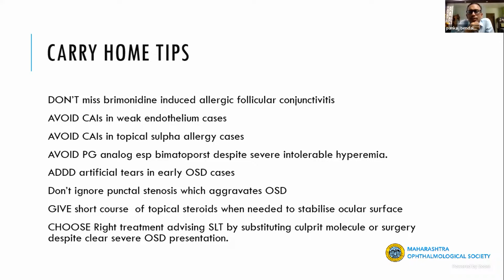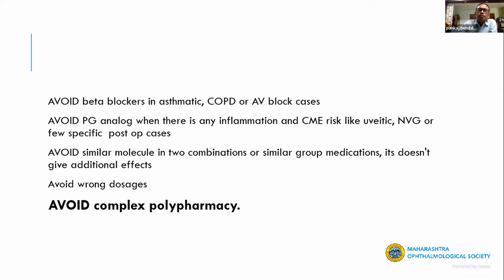Add artificial tears whenever there is already ocular surface disease. Don't ignore punctal stenosis, which will aggravate everything. Give a short-term course of topical steroids, which will stabilize the ocular surface before intervening in these eyes when surgical intervention becomes a must. And choose the right treatment among the options available, like advising SLT, substituting the culprit molecule, adding some tear substitutes, or adding surgery when we really feel molecules are limited and you are not achieving the target IOPs.